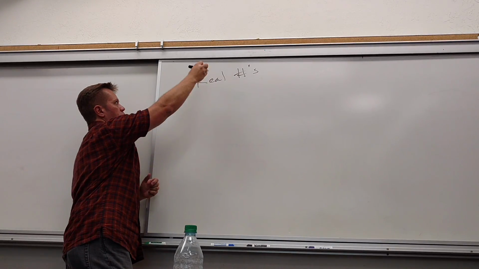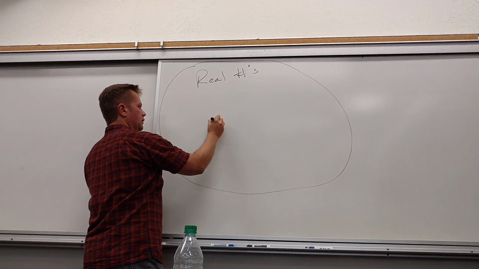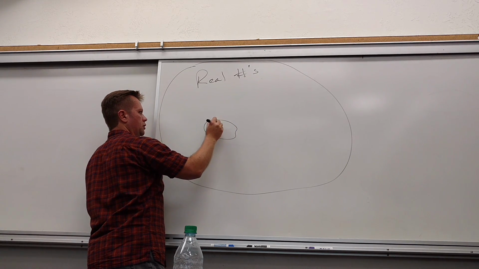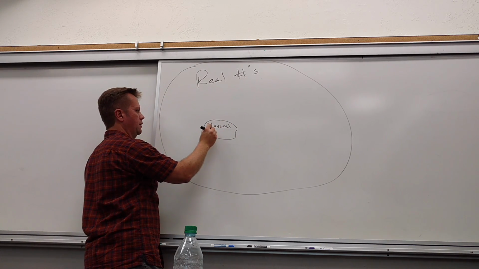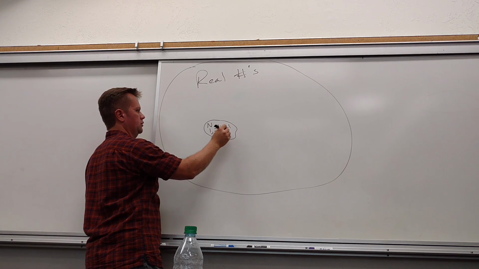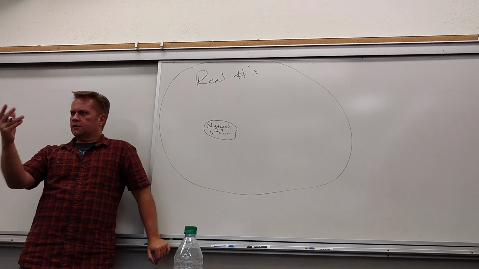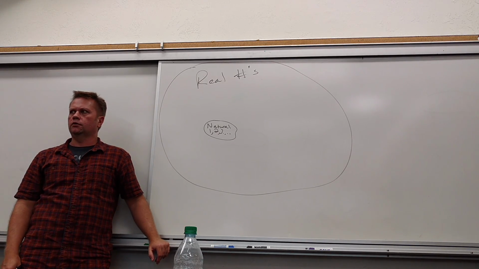So, what are the real numbers? Well, they're made of... The smallest little group in here are called the natural numbers. And these are the ones that came naturally to us. 1, 2, 3, so forth. Continue in that manner forever, basically, is what the natural numbers are.